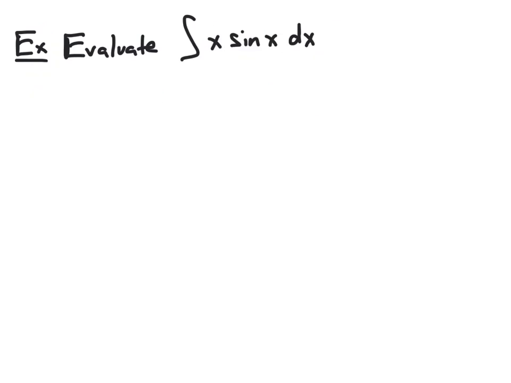So let's see an example of how the integration by parts formula can be used to evaluate an integral by evaluating the integral of x sine of x. Notice first that this integral is not one that can be done just by using elementary antiderivatives, as we don't know a function whose derivative is x times sine of x.